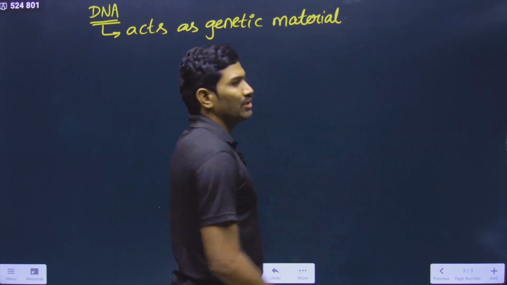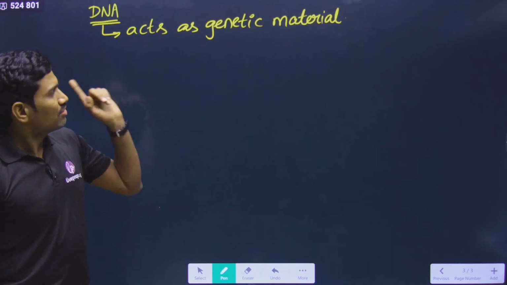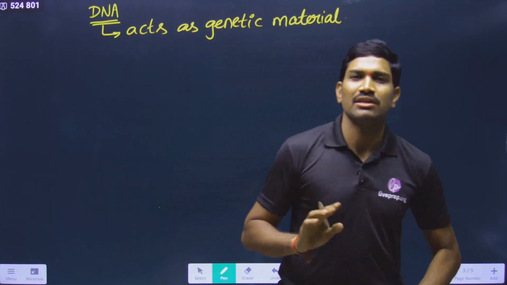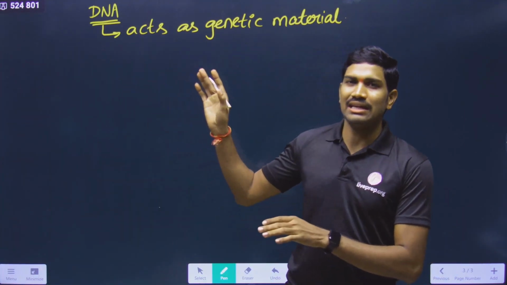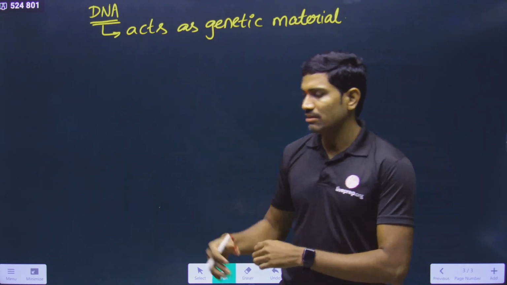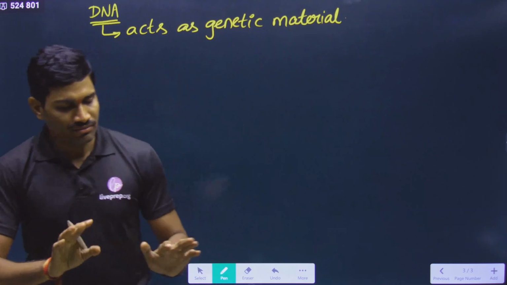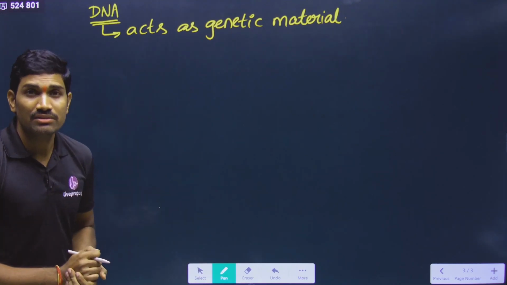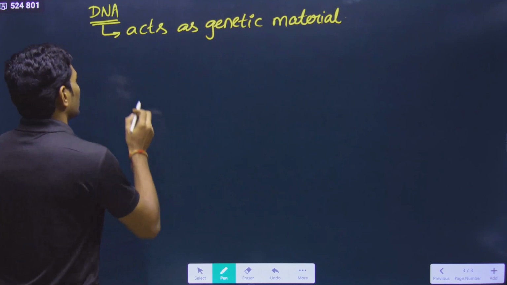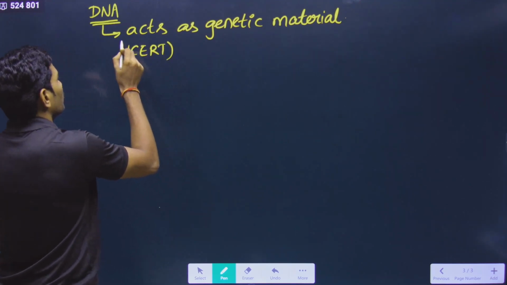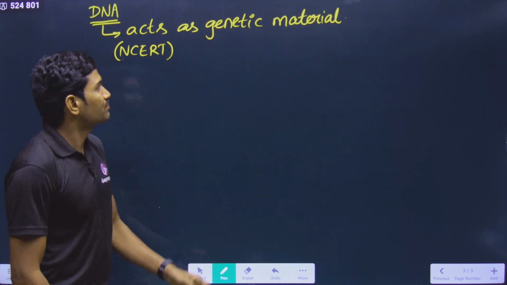Please remember this. Wherever DNA is there, DNA will always act as genetic material. That is the one and only function of DNA. DNA acting as genetic material means it will control all the cellular activities. So that is the function of genetic material. Fine. Nice. Now, in which organism? This is important. Now we will go with NCERT. From now onwards you need to be a little more focused regarding these points.